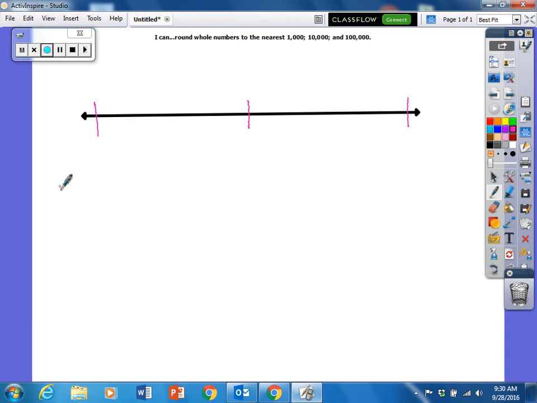So if my number is 364,219, and I want to round this number to the nearest 1,000, I am going to look at the thousands place, and I am going to underline that thousands place. And in my thousands place there is a 4, so 4,000. So I'm going to start with 364,000. See how I started with my 4,000, and I'm going to end with the number that comes next, which would be 365,000, because that is going up by 1,000.